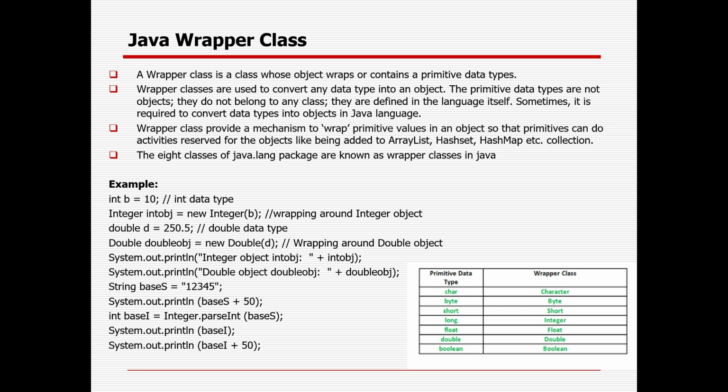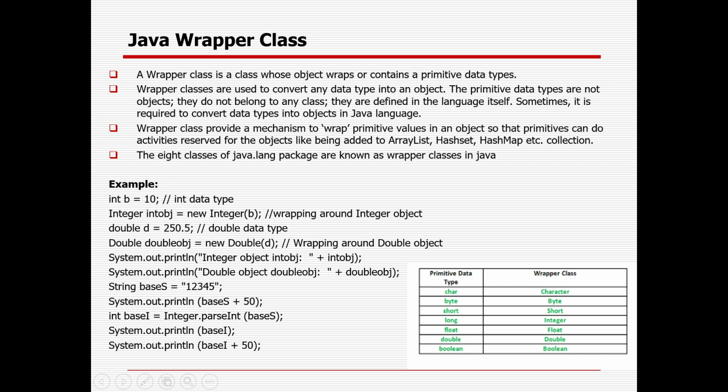Sometimes it is required to convert a data type into an object in the Java programming language. So a wrapper class provides a mechanism to wrap primitive values in an object so that primitives can do activities reserved for objects, primarily in the Java collection framework, like different classes and interfaces such as ArrayList, LinkedList, HashSet, HashMap, all this part.